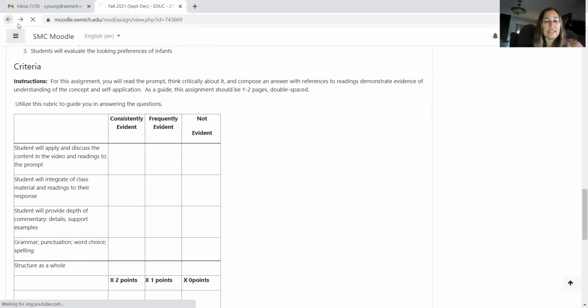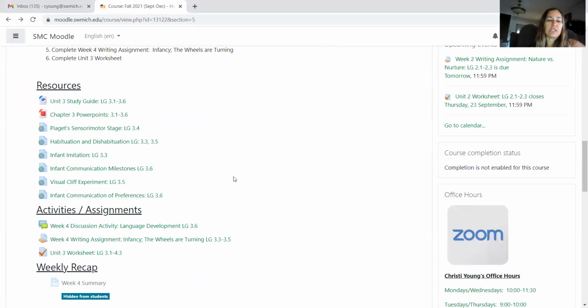Lastly, you do have a worksheet for this week, and this is going to help you with, again, quiz prep. So that is your worksheet for Unit 3. Those are your assignments for this week.